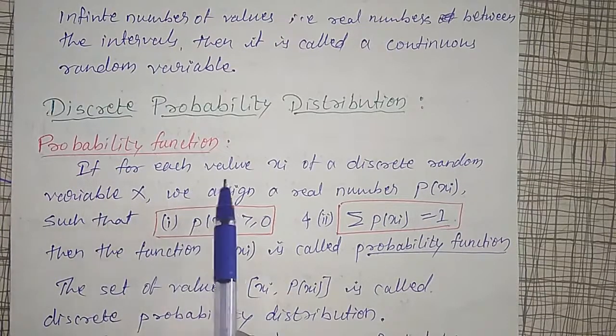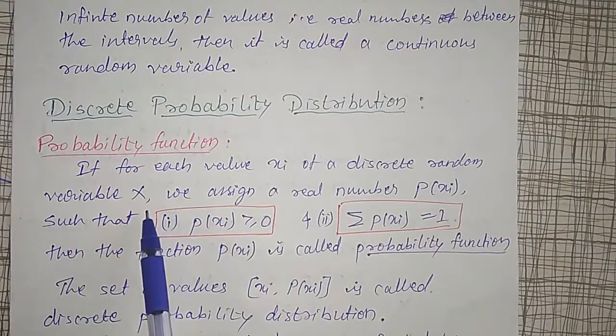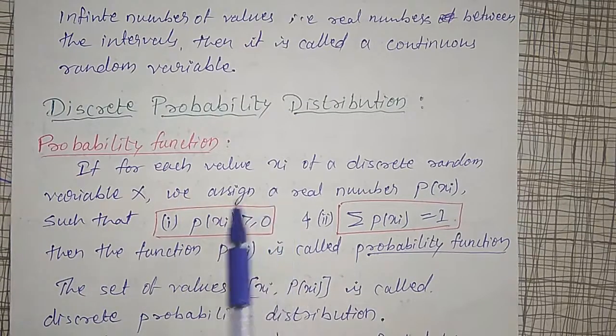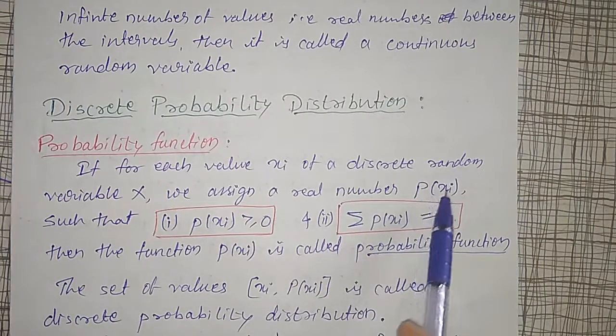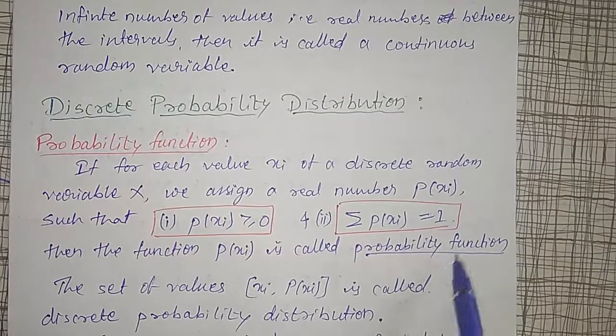If for each value xi of a discrete random variable X, where each element is known as xi, we assign one real number p of xi, such that each p of xi must be greater than or equal to 0, and the sum of all p of xi's must be equal to 1, then that function p of xi is known as a probability function.